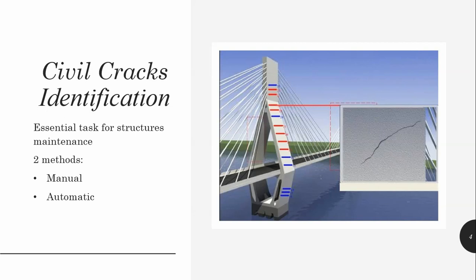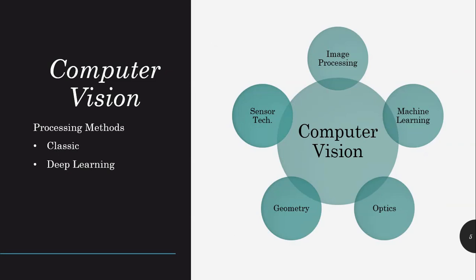Generally, crack identification methods are divided into two categories. The first one is manual methods, which have been used mostly in the civil domain for past decades, and the other one is automatic methods, which are mainly based on automatic processes by computer vision techniques. In these new methods, the specifications of cracks can also be calculated. But the computer vision domain is mainly in contact with image processing, machine learning, optics, sensor technologies, and geometry fields. In computer vision, some methods are classic and some are based on deep learning techniques.